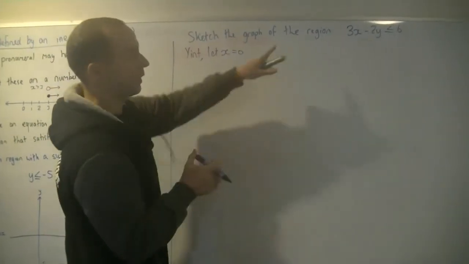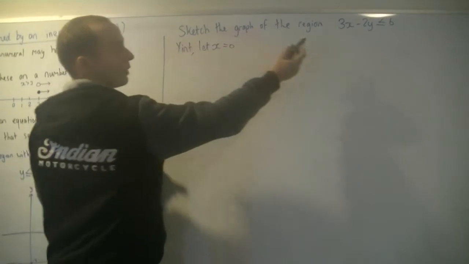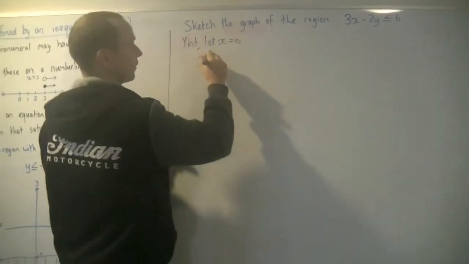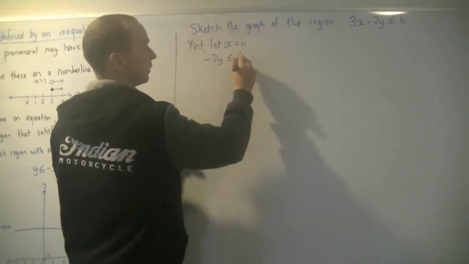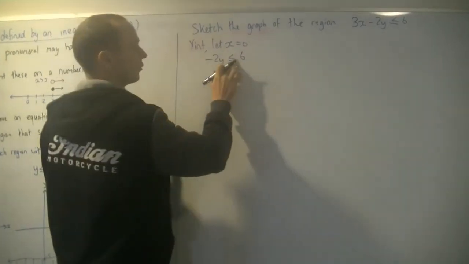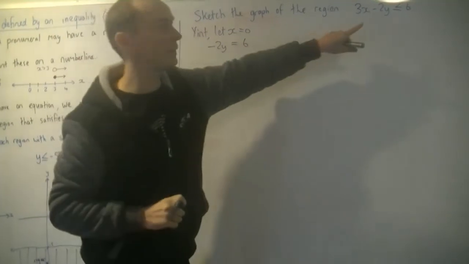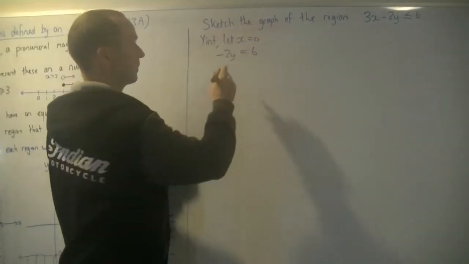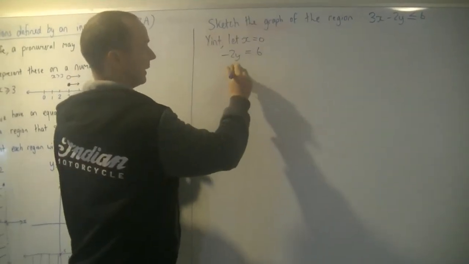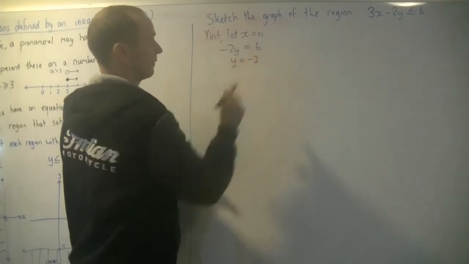So I'm going to rewrite that equation, but this time x is equal to 0. So this bit becomes 0. So I've got minus 2y is less than or equal to 6. And actually, I'm just going to say it's equal to, I'm going to ignore the inequality sign until the very end, but I'll show you the last step. So now I divide both sides by -2, and I get y is equal to -3.